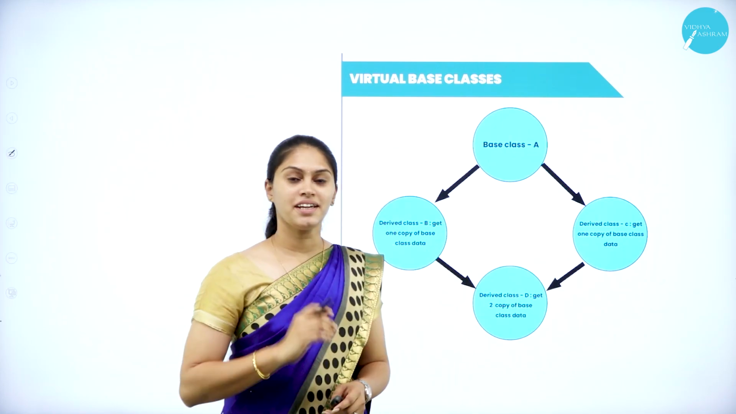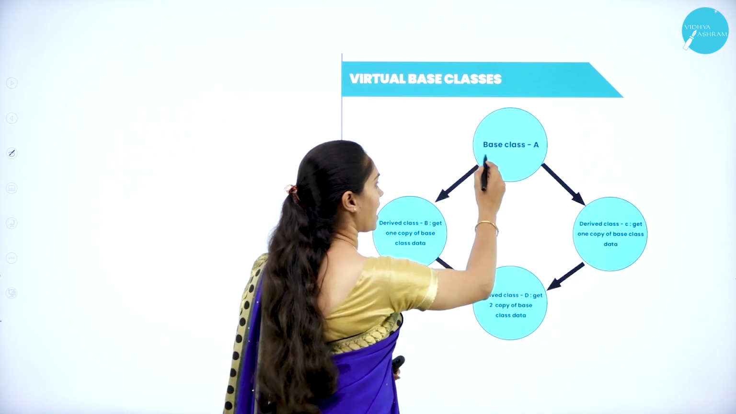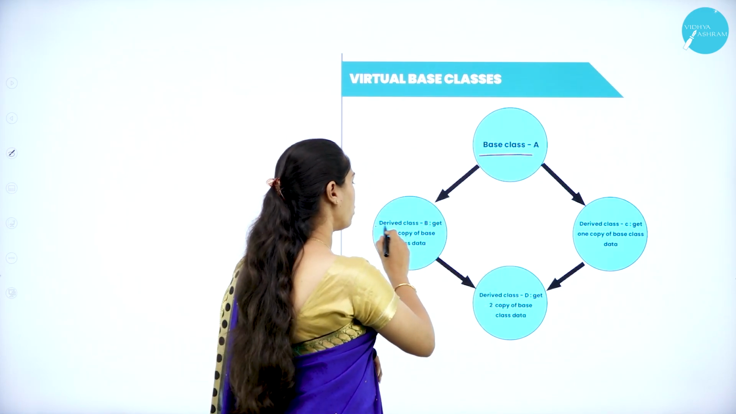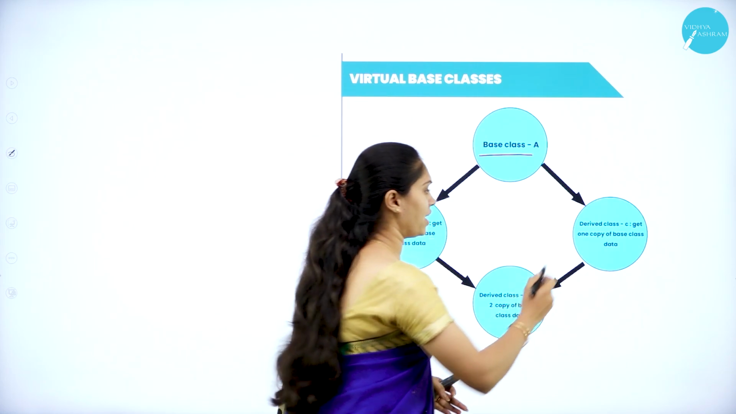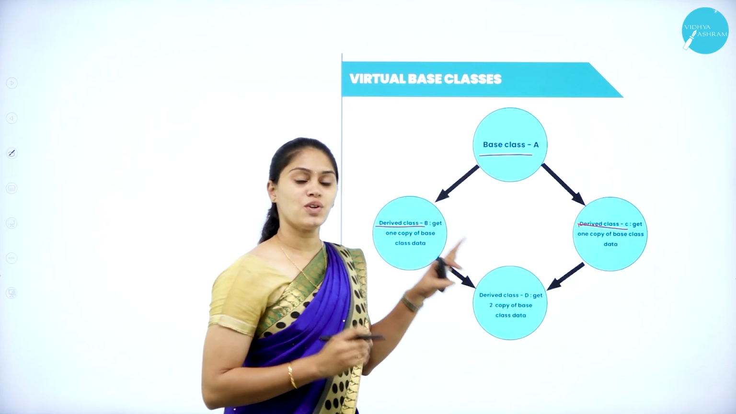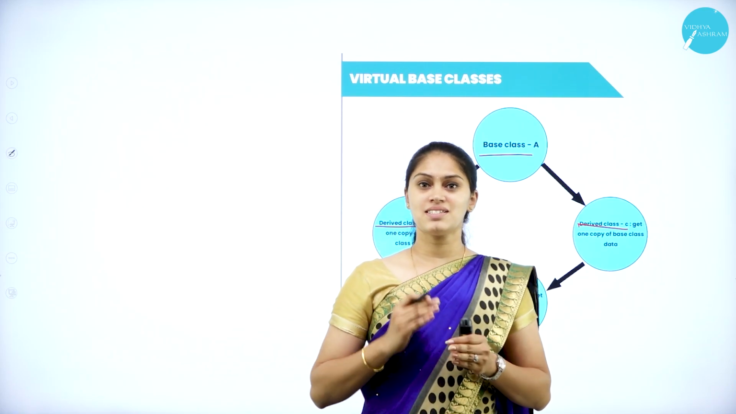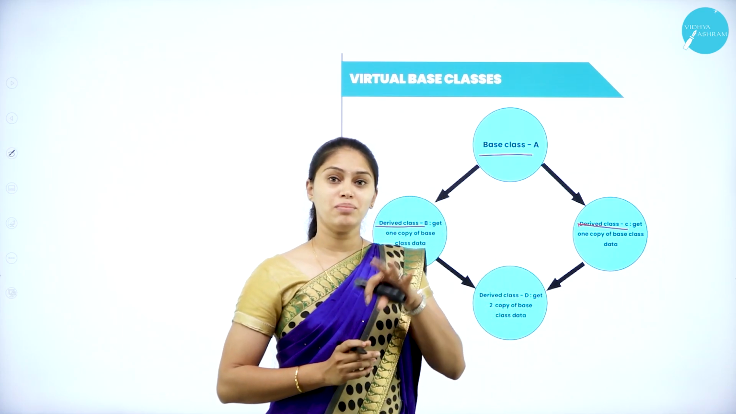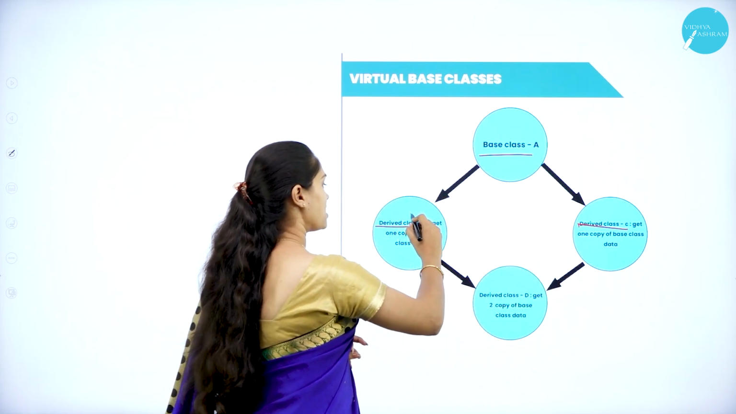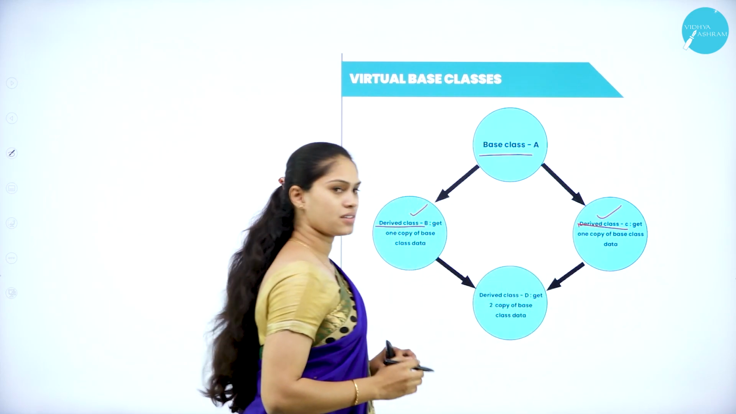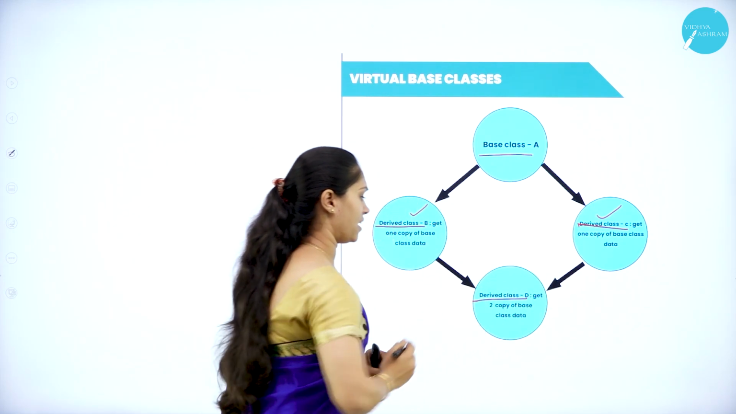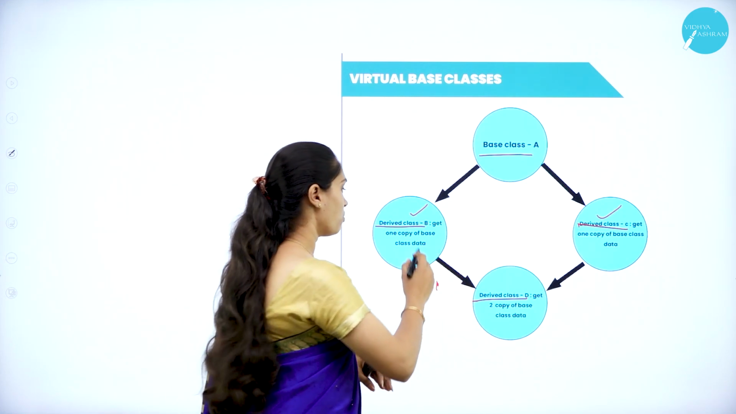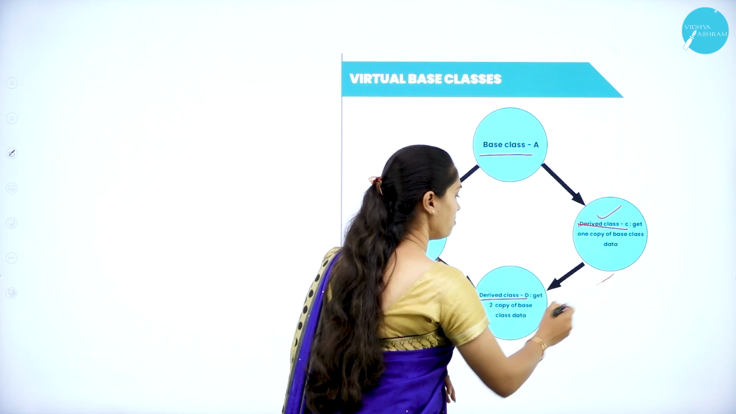For example, here you can see that I have a base class called A. What is the name of the base class? That is A, and I have two derived classes, class B and class C. If I am inheriting something, the copy of that base class A content will be inherited by the derived class B as well as by C. Then what about this derived class D? Because derived class D is inheriting the features from both derived class B as well as from C.